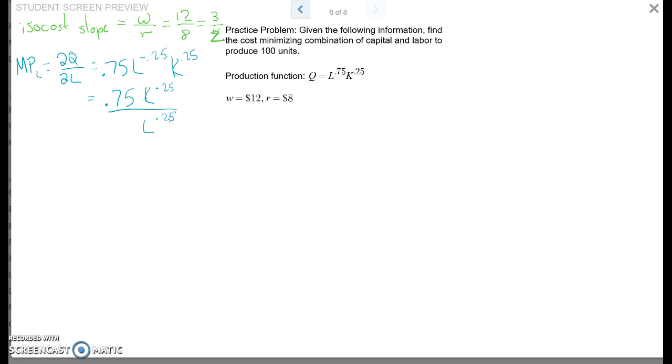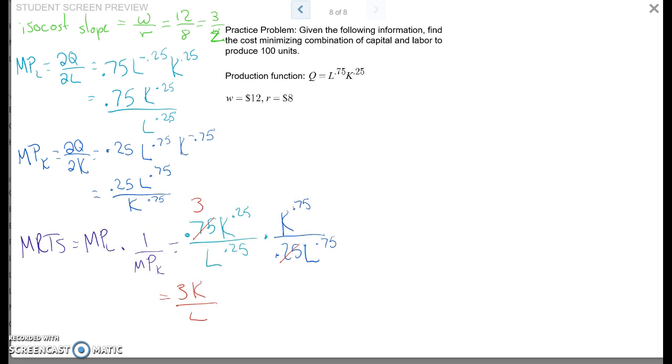Okay, now find the marginal product of capital. All right, here's the marginal product of capital. Brought down the exponent from capital with 0.25, reduced exponent by 1, left labor the same, and simplified. Okay, now find the marginal rate of technical substitution by dividing the marginal product of labor by the marginal product of capital.